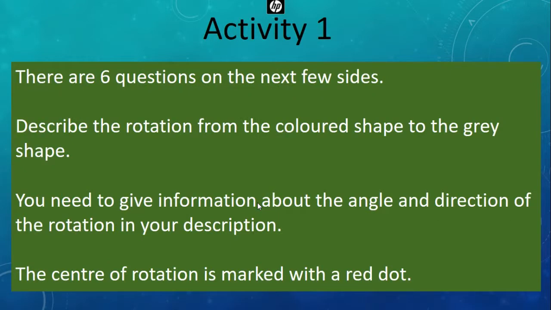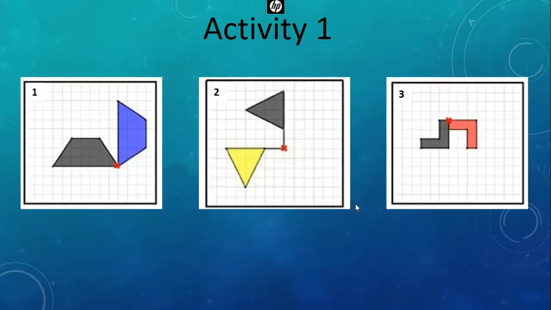Right, over to you. There are 6 questions on the next few slides. I would like you to describe the rotation from the coloured shape to the grey shape. That's really important. You're going to start at the coloured shape, and it is going to rotate to where the grey shape is. You've got to give the direction of rotation and the angle of rotation in your description. The centre of rotation is already done for you because it's marked with a red dot. So here's the first 3.